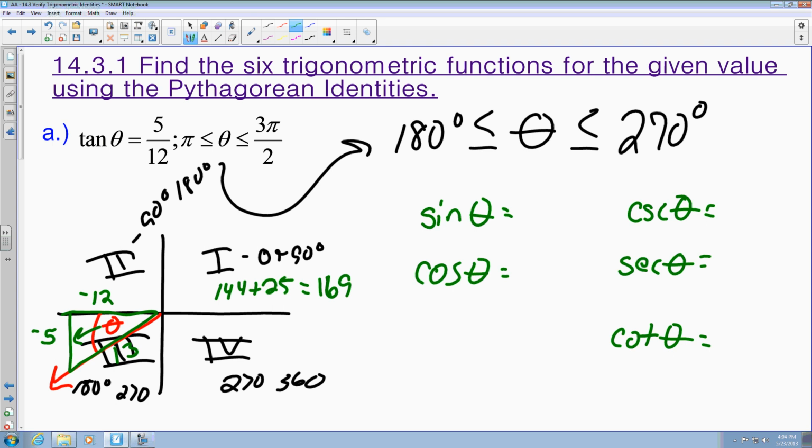So now I can use the definitions of sine, cosine, cosecant, secant, and cotangent to help us solve those other trig functions. Sine is opposite over hypotenuse, so this is going to be negative 5 over 13. Cosine is going to be negative 12 over 13. Cosecant is the reciprocal of sine, so this becomes negative 13 over 5. Secant is the reciprocal of cosine, so this is negative 13 over 12. And the last one is the reciprocal of tangent, and that's going to be 12 over 5. Okay?